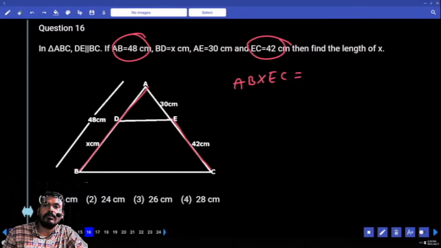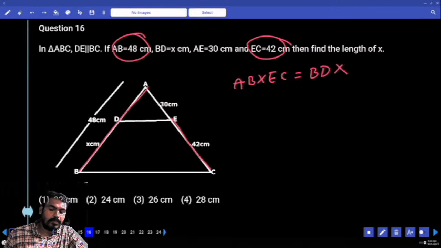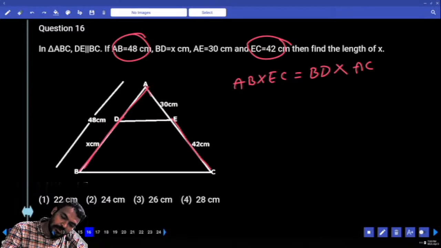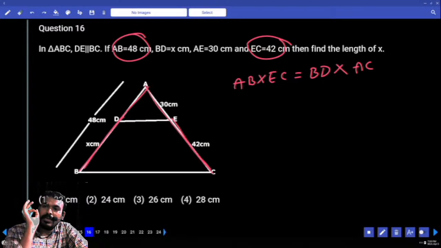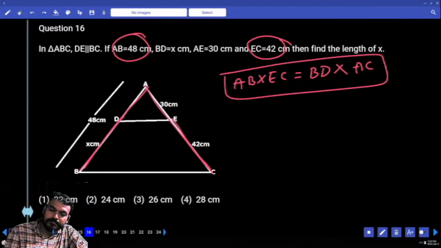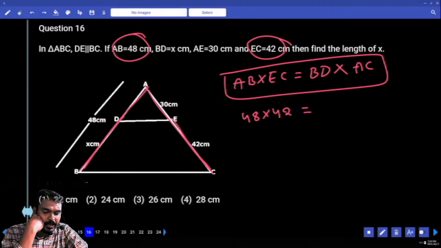AB into which one? EC. Yes or no? Next, in the same way, we write which one? BD into AC. Yes or no? BD value into which one? AC value. AB into EC is equal to BD into AC. What is the AB value? 48. What is the EC value? 42. That is equal to BD value, how much? X. Next, AC value, 72.